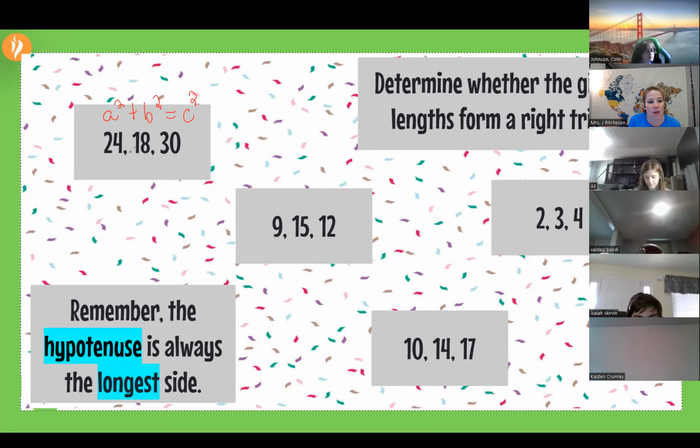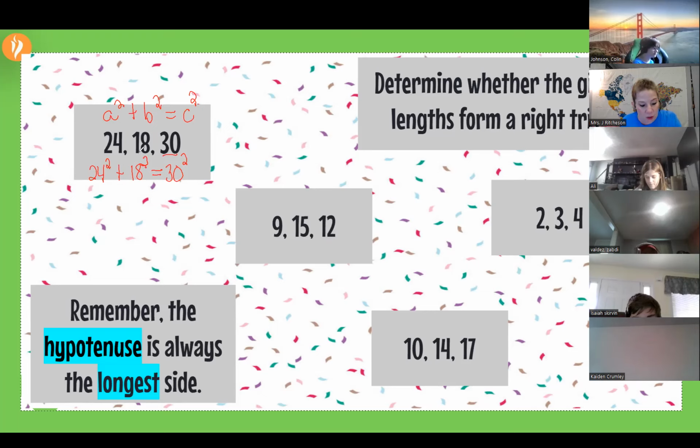Okay, so of these 3 numbers, 30 is the biggest. So 30 must be C. So we're going to write, it doesn't say C, it says C squared, right? And then the other 2 numbers can be either A or B. It doesn't matter. You have to use both of them, but it doesn't matter in what order you use them.